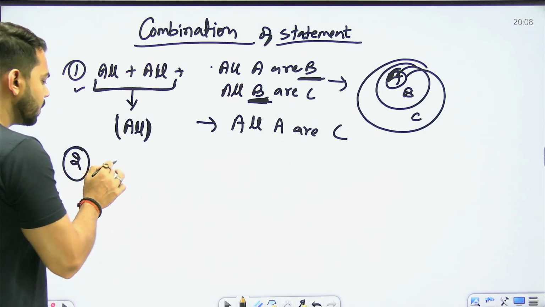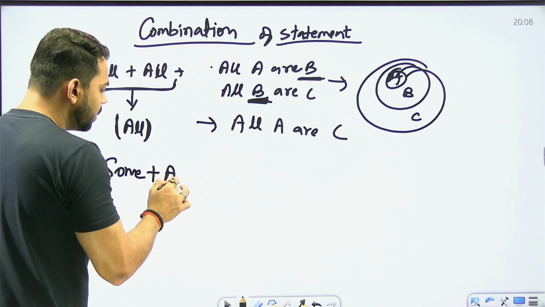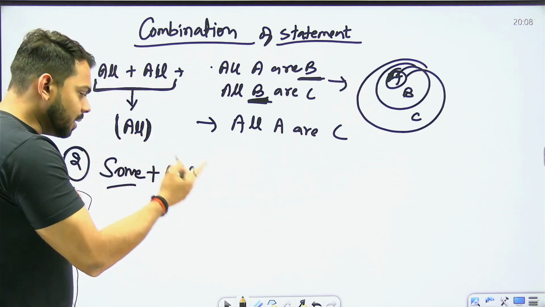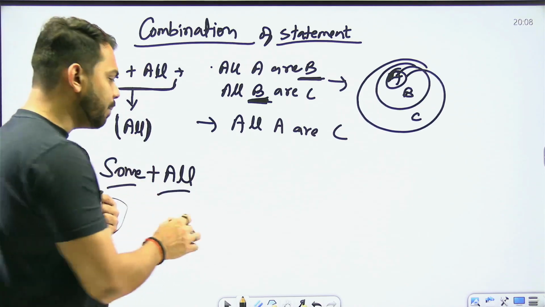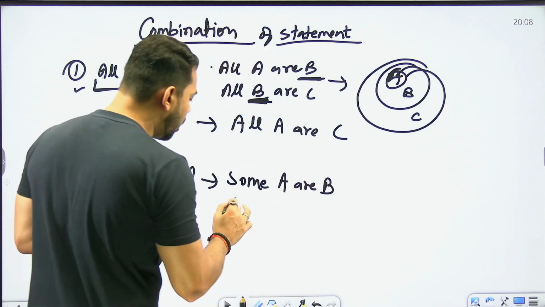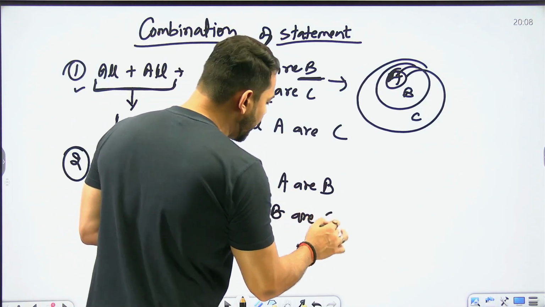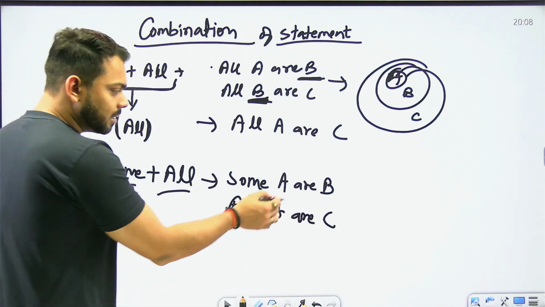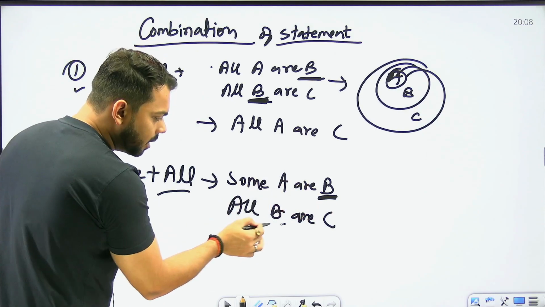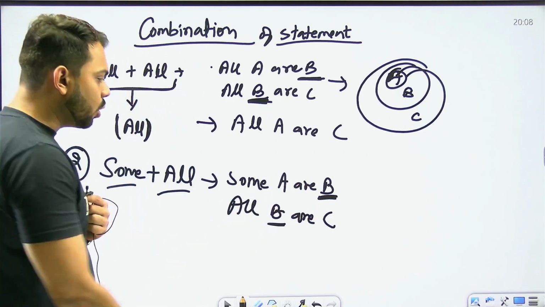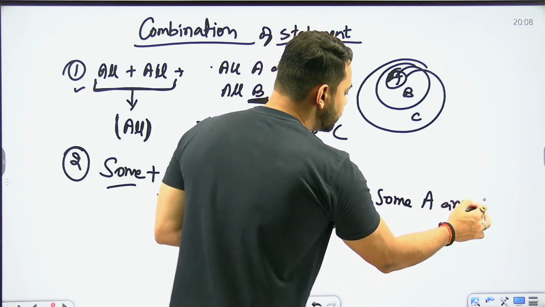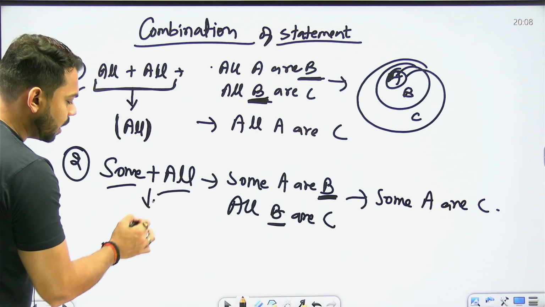Second one is some plus all. That means first some type of statement will be there, and after that all type of statement will be there. For example, it is given some A are B and all B are C. Here the predicate of the first statement gets matched with the subject of the second statement. So the conclusion will be some A are C. So some plus all gives you a conclusion of some.